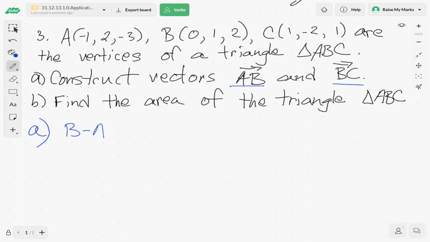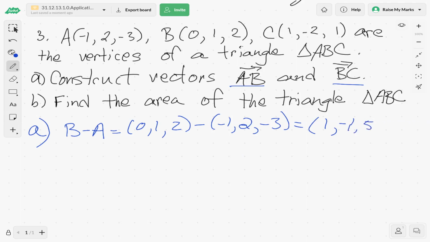So B minus A is 0, 1, 2, minus -1, -1, 2, -3. So our vector AB is 1. 1 minus 2 is -1. 2 minus -3 is actually 5. It's our first vector, AB.